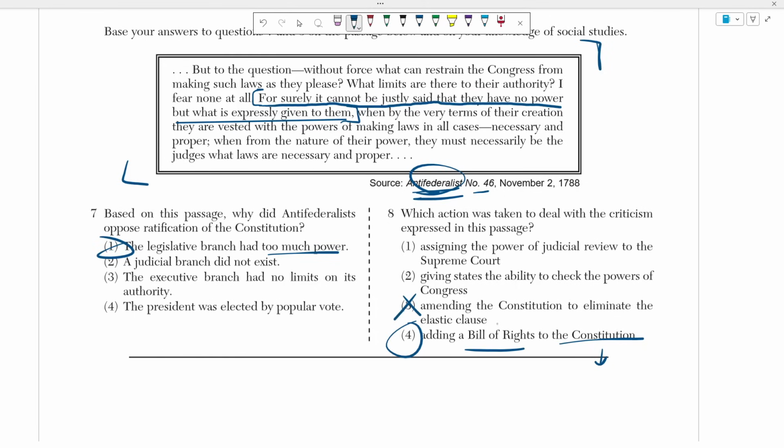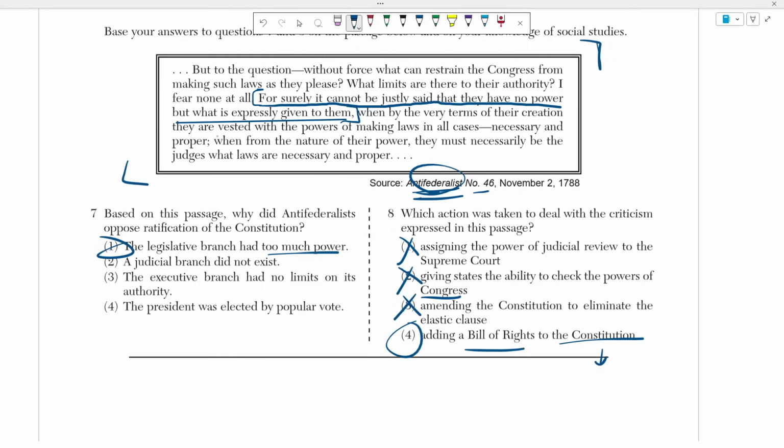Choice 3, the elastic clause was never eliminated. Choice 2, given states the ability to check the power of Congress. That is not true. That is not what happens. And 1, assigning the power of judicial review to the Supreme Court. That's also not what allowed them. That's not how they dealt with the criticism that's being expressed in this passage, right?